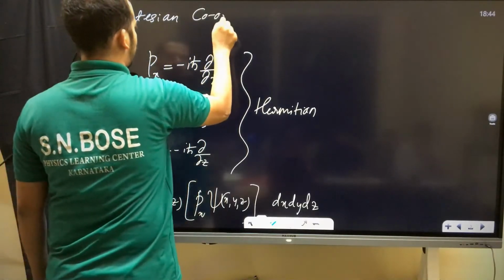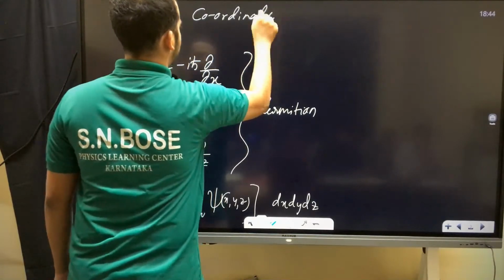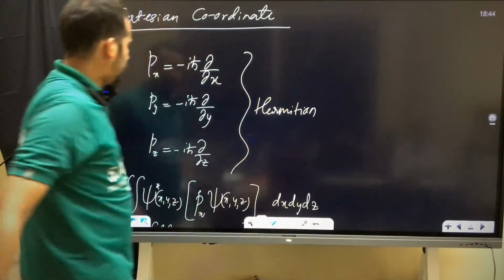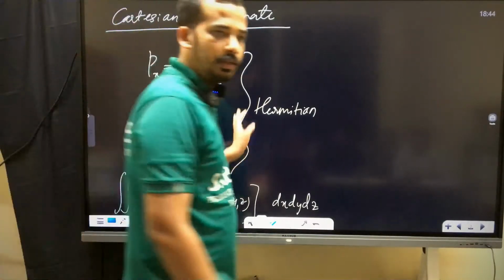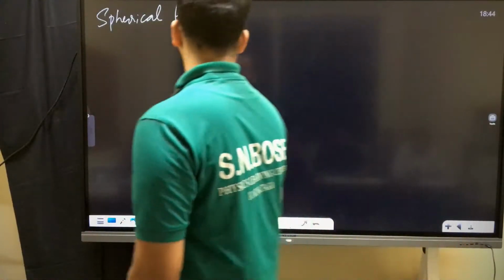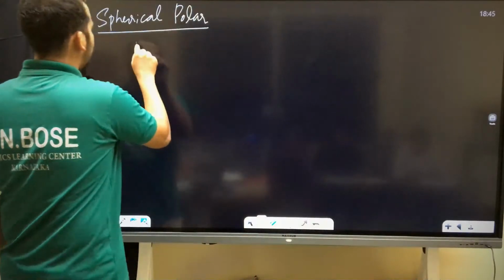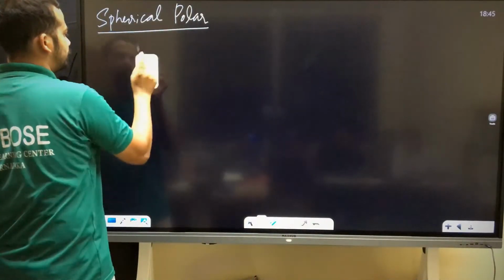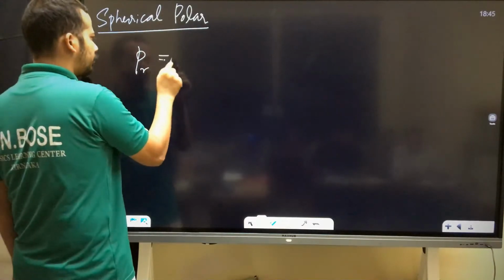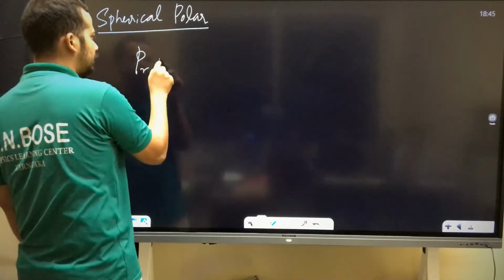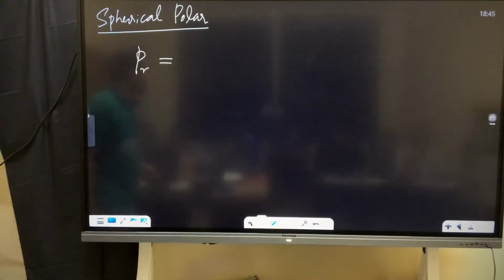In Cartesian coordinates, your operator corresponds to a component of momentum. Can I say like this? So if you go for spherical polar, if you define PR especially, I will come out with a better idea. Maybe in classical mechanics, if I think in this manner, I may get some idea.